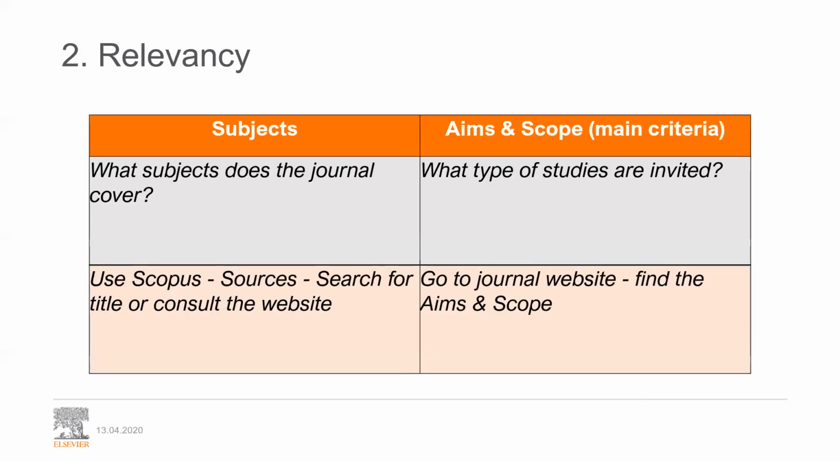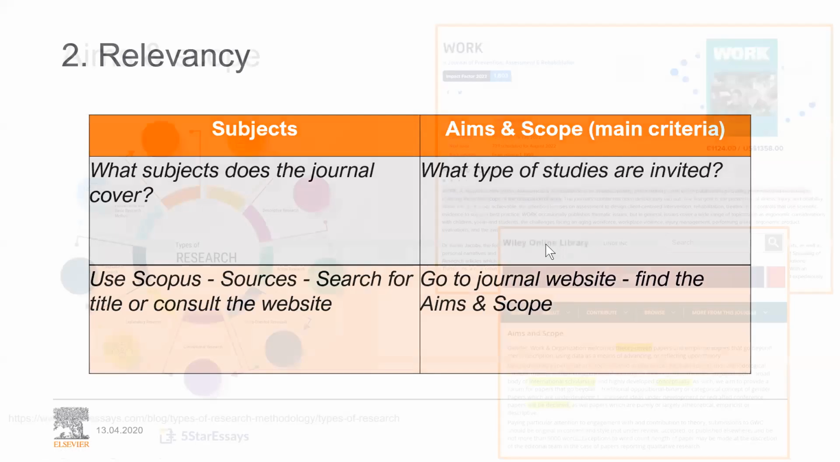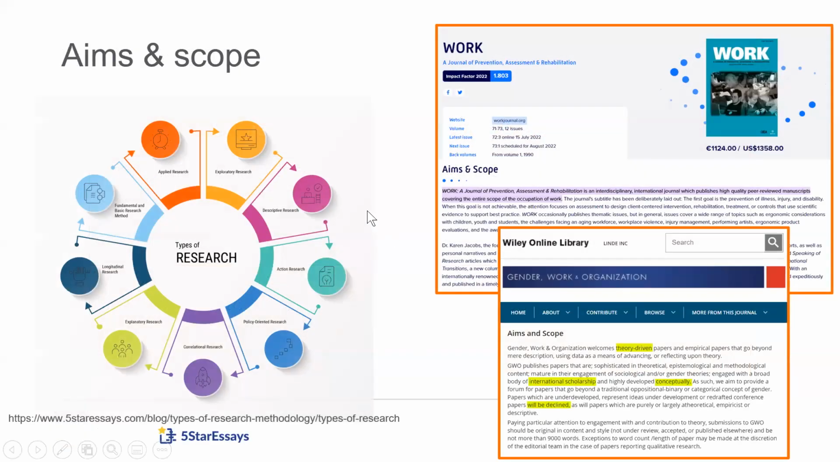In terms of relevancy, you find this information in Scopus. I will show that online, how to do that, as well as the aims and the scope, which you will find on the journal website. So that's where you check for relevancy. It's also important, when you look at the journal website, to carefully look at the aims and the scope. The aims and the scope will tell you very explicitly what kind of articles the journal wants to accept or to receive, right?